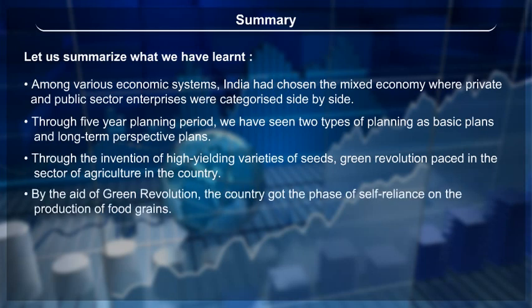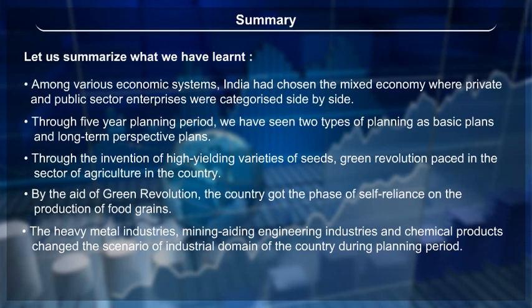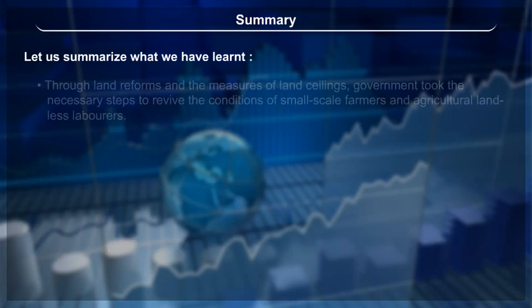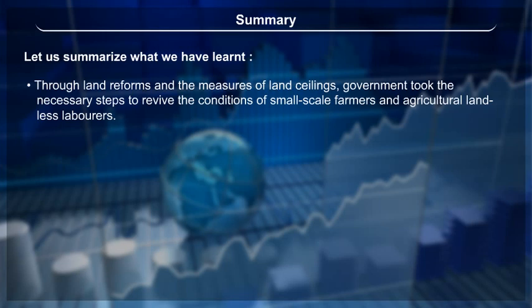With the aid of the Green Revolution, the country got the phase of self-reliance in the production of food grains. The heavy metal industries, mining, aiding engineering industries, and chemical products changed the scenario of the industrial domain of the country during the planning period. Through land reforms and the measures of land ceilings, the government took the necessary steps to revive the conditions of small-scale farmers and agricultural landless laborers.